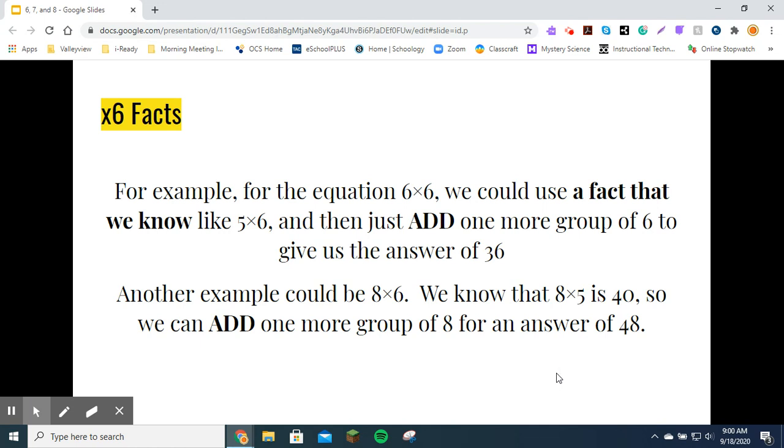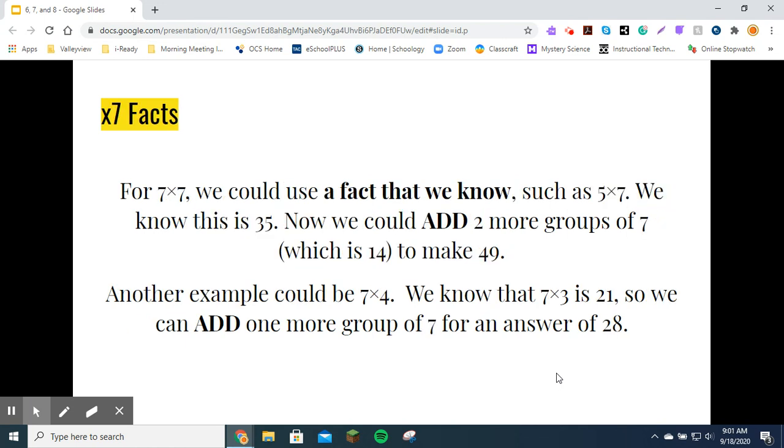Let's try another one. If you are told, what's the answer to 8 times 6? This is again one where we kind of fall back on those times 5 facts. Do 8 times 5, which is 40. And then we add one more group of 8 for an answer of 48. So again, it seems pretty handy that we know our times 5 facts, and then we can usually just add that extra group to get our answer.